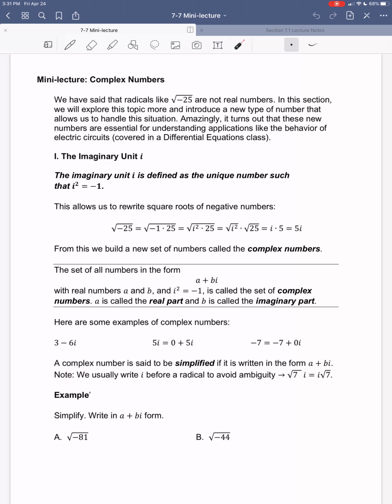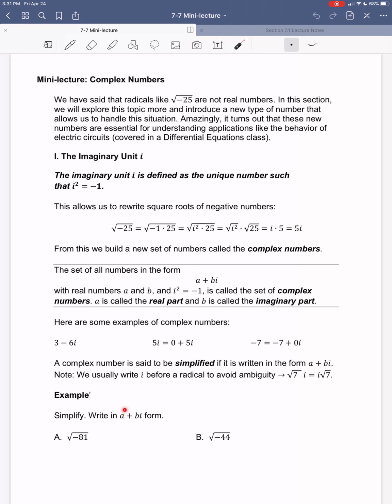Also, just as a note, if I have an i times a radical, if I have something like the square root of 7i, it's sometimes unclear where that square root line ends. So usually, just to be really clear about that, we stick the i in front of the square root instead of behind the square root, because then it's obvious that i is not part of that square root.